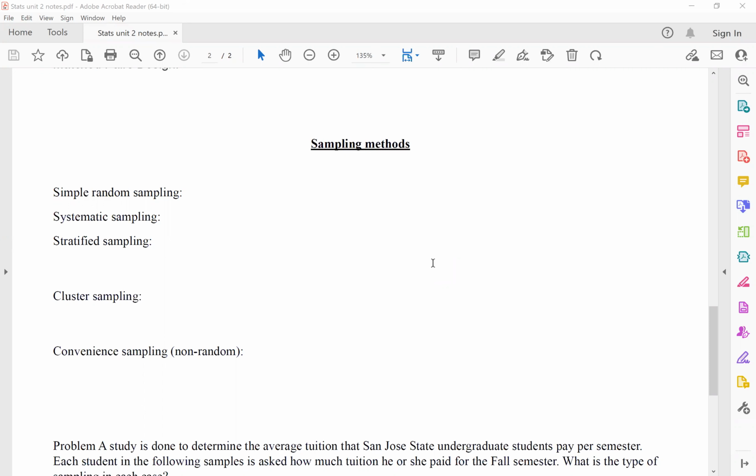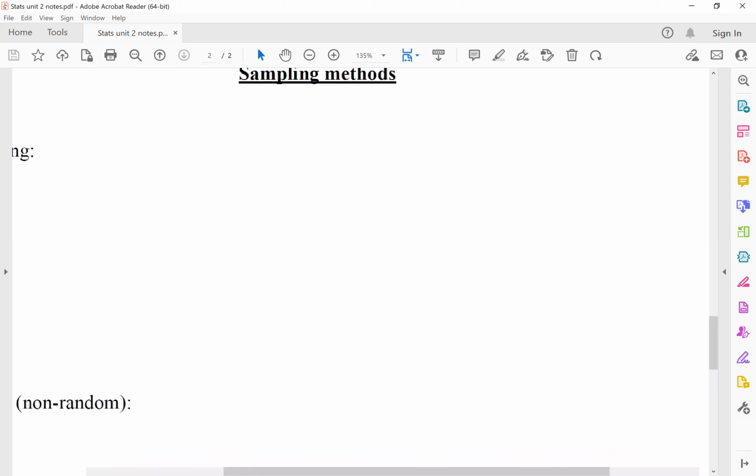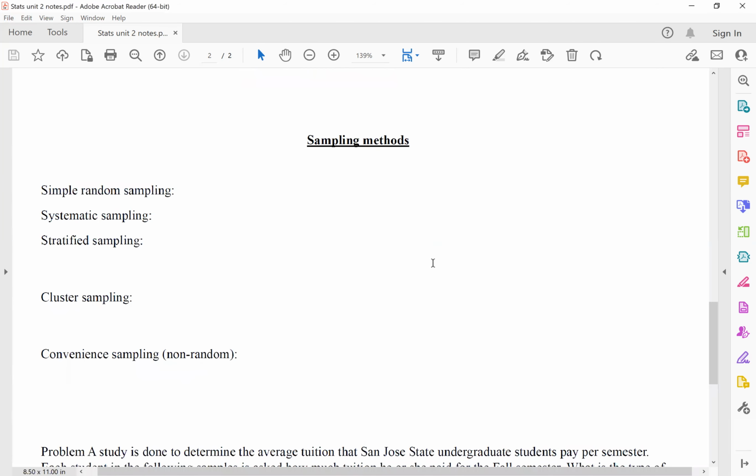Simple random sampling. Every member of the population, so everybody, has an equal chance of being selected. I go to a school. I want to do a survey. I want to find out something about people in the school. Everybody has the same probability of being chosen. I'm just going to pick people randomly. So each member of the population has an equal chance of being selected for the sample. That's what we call simple random sampling.